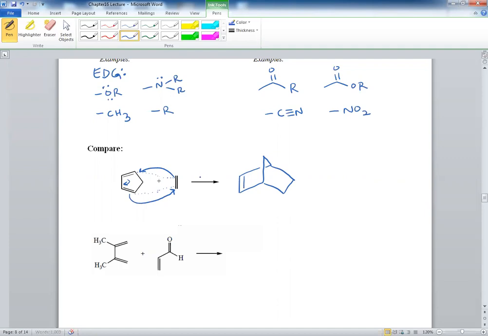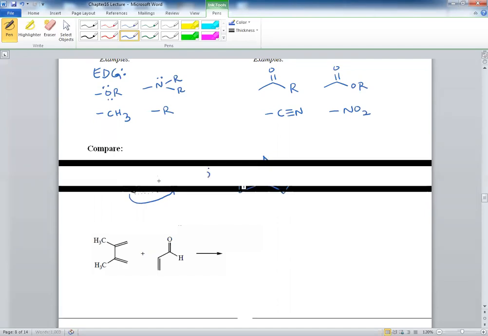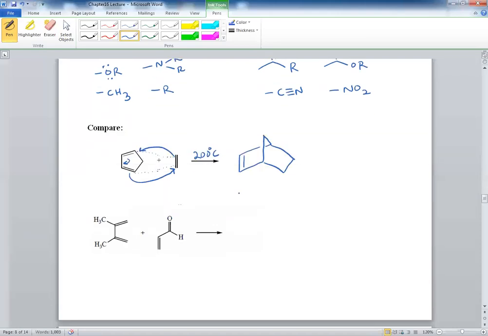It would take 200 degrees Celsius for this, very high temperature and very high pressure. So very, very harsh. These are very, very harsh conditions. So again, this is the other way you can draw the product, and it's totally fine.